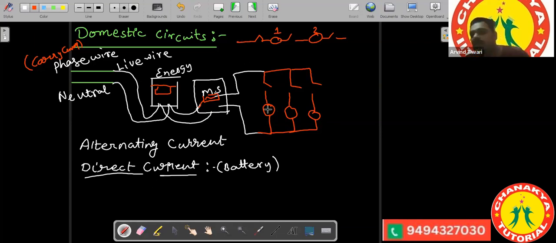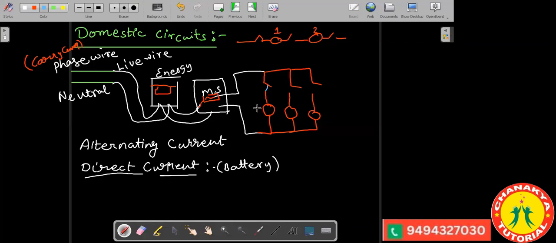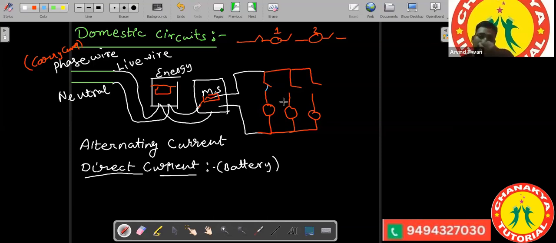But what will happen in the case of parallel? Suppose I want to run this one, so I switch on this. Will it run or not? Yes, sir, it will. The others will not be affected, right? If I want to run this, I can keep the others off and it will run. I can also run all three. So this is one of the benefits of the parallel connection, which we cannot get in the series circuit.